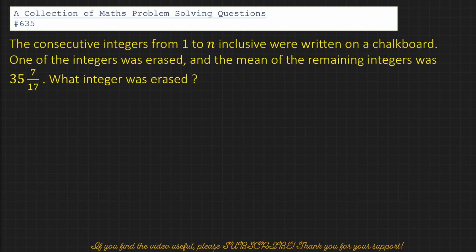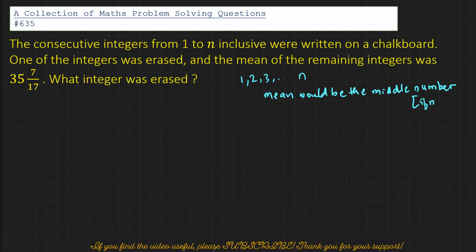For this question, the first thing we need to know is that we've been given consecutive integers, so 1, 2, 3 and so on up to n. If you have consecutive integers, the mean of this set is the middle number. So that's the first thing that we need to note. So the mean would be the middle number.